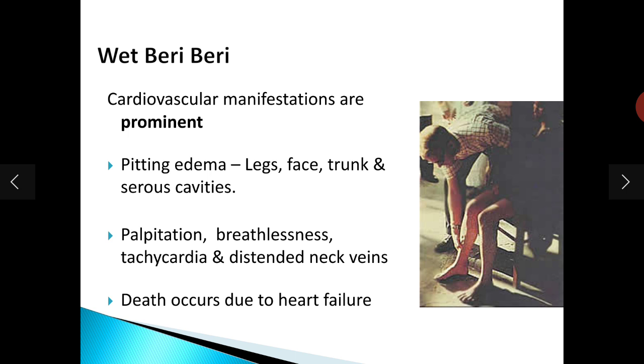So we have types: one is wet beriberi, dry beriberi, another one is infantile beriberi, and the other one is cerebral beriberi.